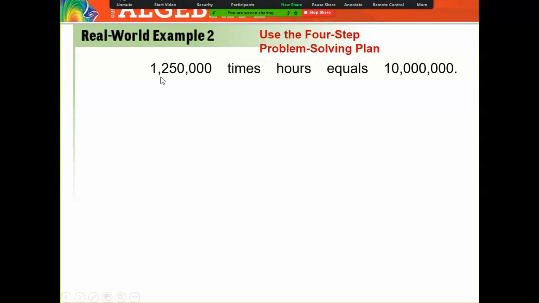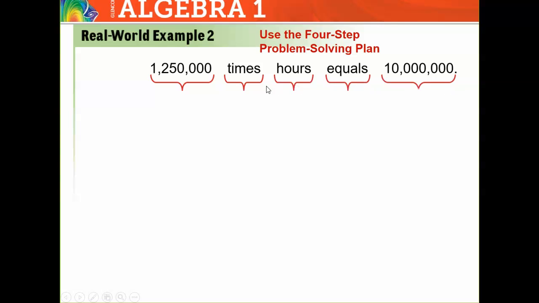So we have 1,250,000 times hours equals 10 million. That is our equation. Oh, I have a typo.